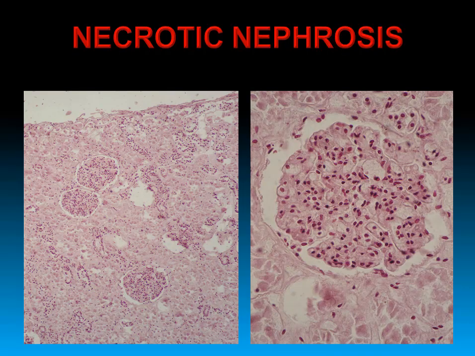Microscopically we will see necrotic nephrosis or acute tubular necrosis. In all cases, glomeruli morphologically are preserved. Epithelial cells of the proximal tubules are damaged and increased in size. We can see signs of karyopyknosis, karyorrhexis and karyolysis. So we can see just shadows of the cells.